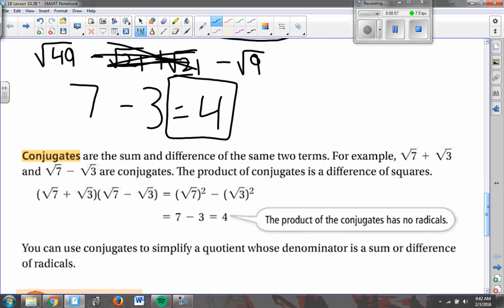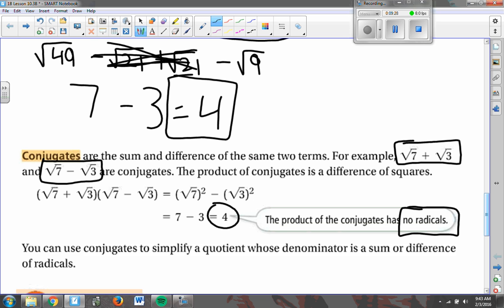Now, that is called conjugates. When you have the same 2 terms, like the square root of 7 and the square root of 3, one is adding and one is subtracting. Those 2 pieces are called conjugates. Conjugates are the sum and difference of the same 2 terms. And what they want you to notice is that when you FOIL them out, when you multiply them together, you get no square roots, no radicals, as your book says.